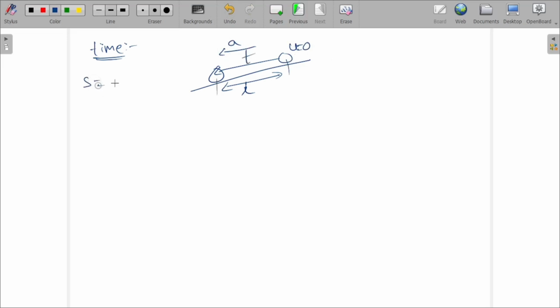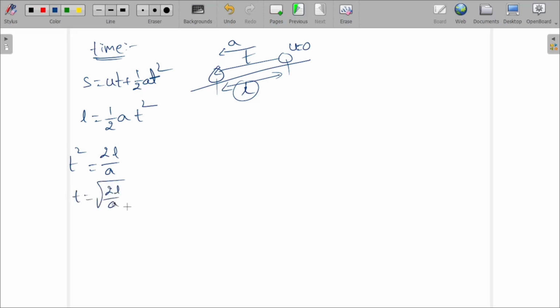So what's the formula? The basic formula is s equal to ut plus half a t square, as the object is coming in a straight line. So here what is the distance it traveled? L distance it traveled. Initial velocity is 0, so that term is 0. So remaining half into acceleration into t square. So from this 2L by A equal to t square. So t equal to root over 2L by A. Okay, clear?